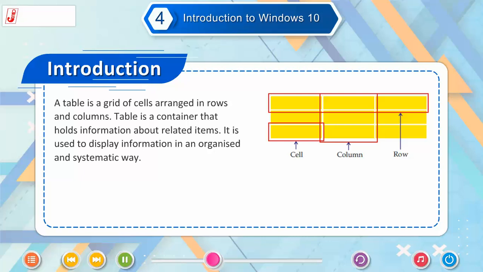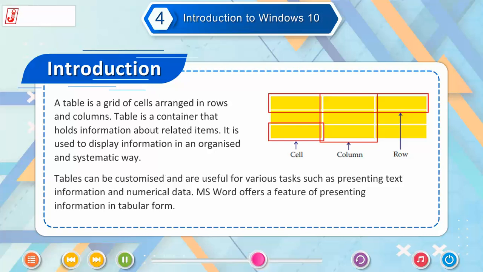A table is a container that holds information about related items. It is used to display information in an organized and systematic way. Tables can be customized and are useful for various tasks, such as presenting text information and numerical data. MS Word offers a feature of presenting information in tabular form.